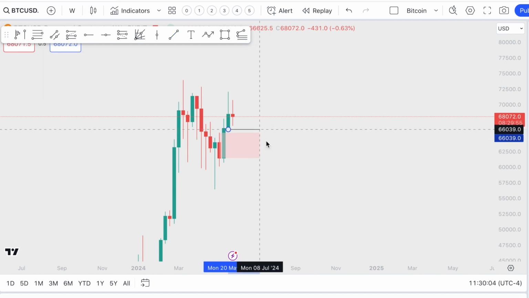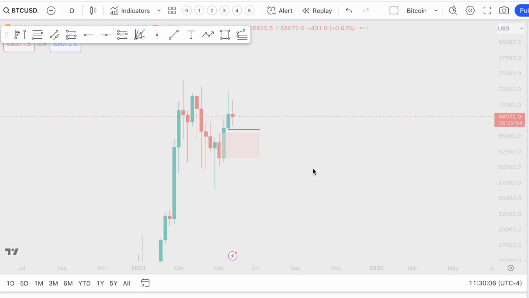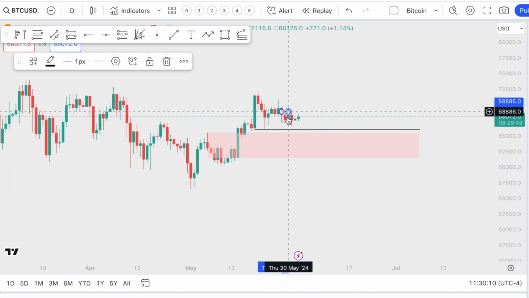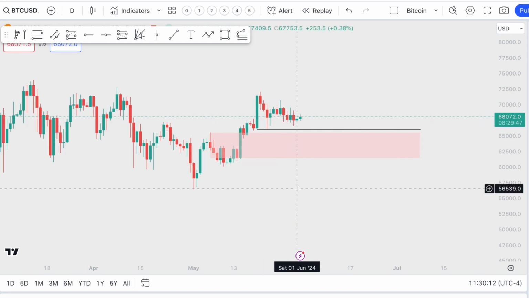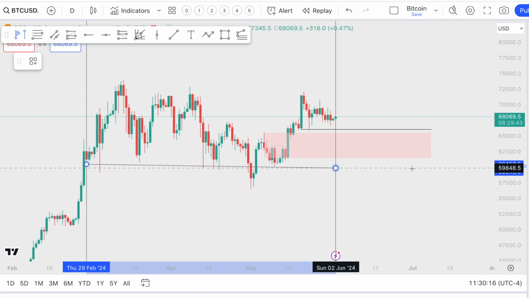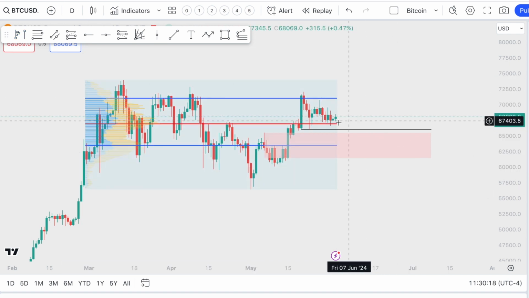Those lows. Now, if I go down to the daily, I've been using the fixed range volume profile for as long as this range has actually been trading. And right here, that's the point of control, right? The $66,900, $67,000 level. As long as, I mean, I don't want to see daily closes below this.